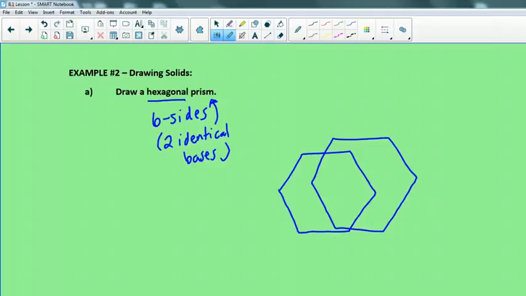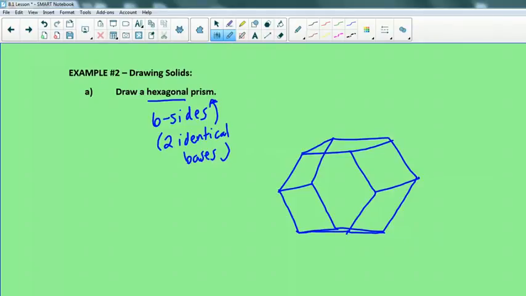And then what I'm going to go ahead and do is I see that the left corner is in the left corner of both of them. I'm just going to go ahead and draw a straight line connecting them. And then the top left corner, I'm going to go ahead and connect to the top left corner. Bottom left to the bottom left. Bottom right to the bottom right. Right to right. And top right to right. And there is my hexagonal prism.